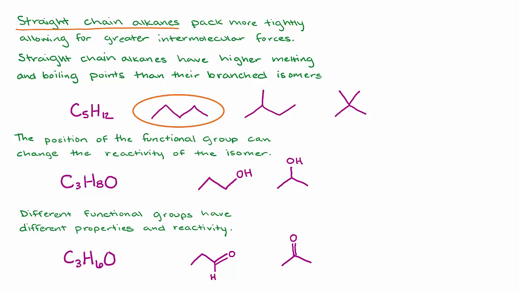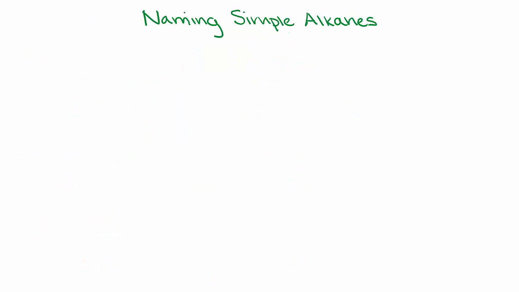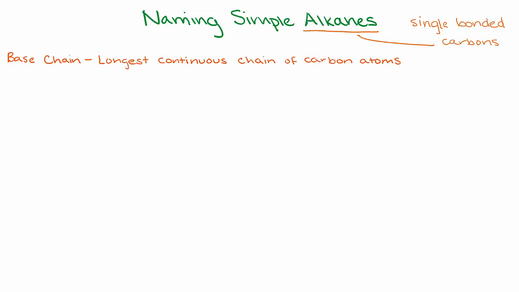But if all isomers have the same molecular formula, how are we able to tell them apart? Learning to name various organic isomers will allow us to distinguish between them. We will focus here on naming simple alkanes, or compounds which only contain single-bonded carbon atoms. The first step in naming alkanes is to recognize a compound's base chain. A base chain is the longest continuous chain of carbon atoms in the molecule.